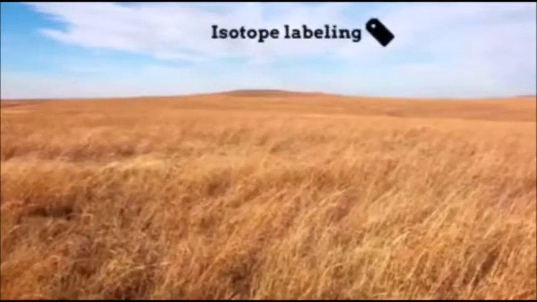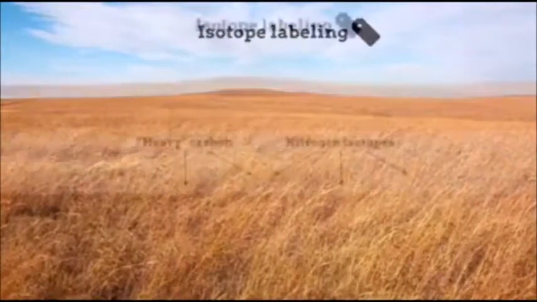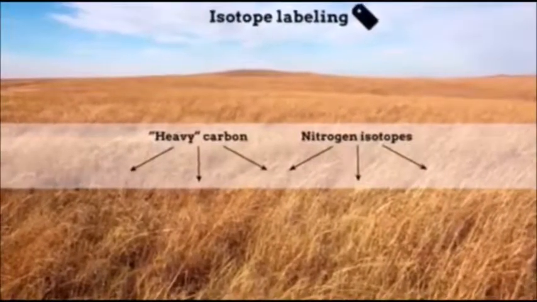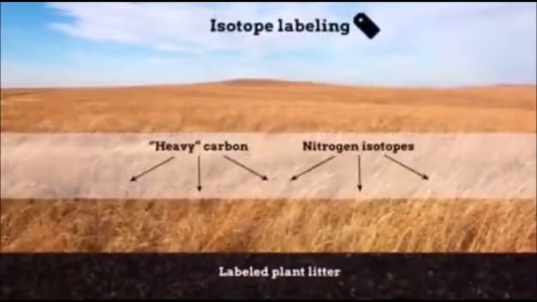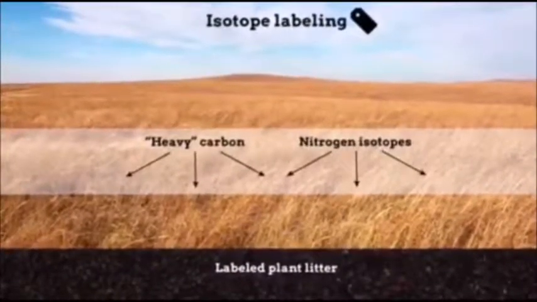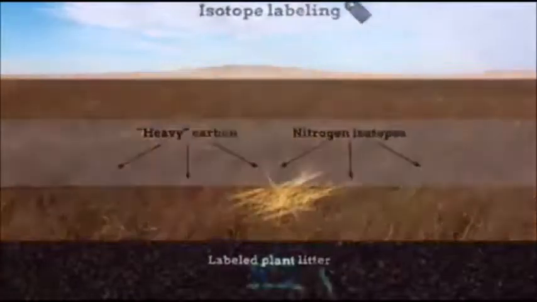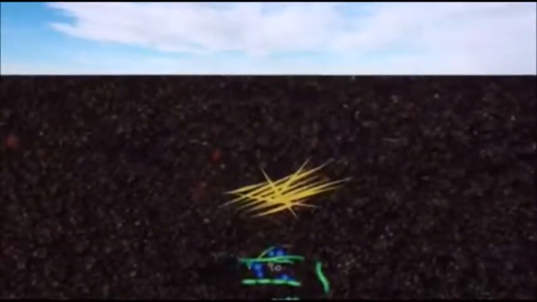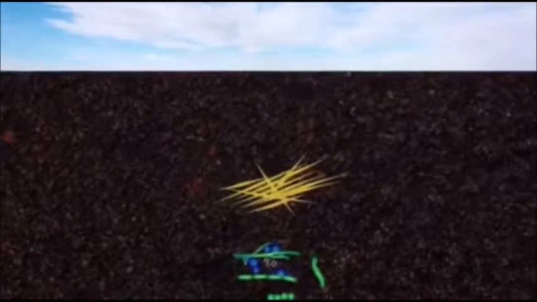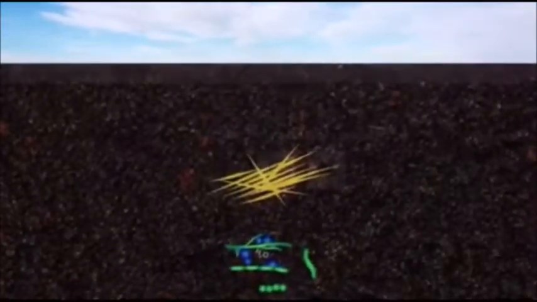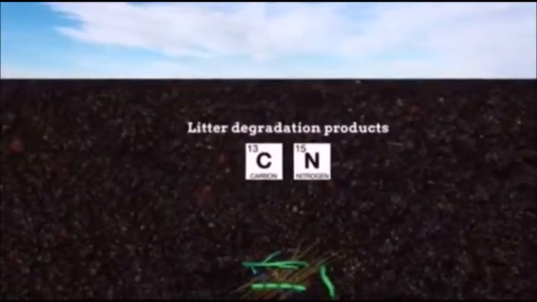Isotope labeling was used to track the tall grass plant litter during decomposition. The researchers fed heavy carbon and nitrogen isotopes to the plants as they grew, and added the labeled plant litters to the soil in a natural tall grass prairie. These labels allowed the researchers to follow the plant matter as it decomposed in the soil and became incorporated into microbes. They could then identify the litter degradation products as they formed new SOM.